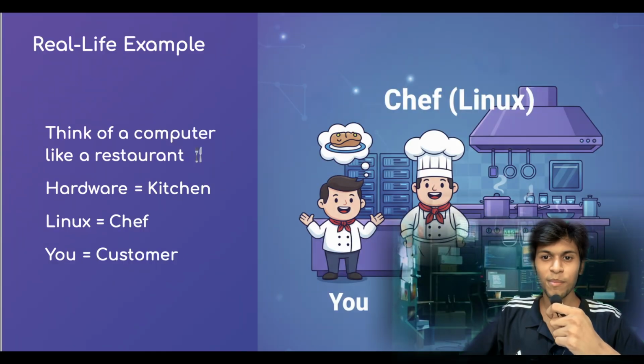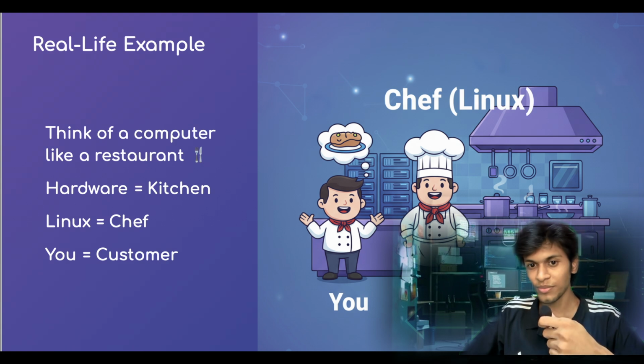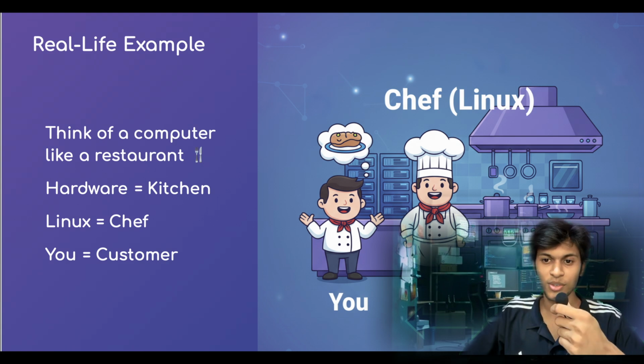Let's say your computer is a restaurant. You are the customer, which is the user. The kitchen is your hardware, like the RAM and other resources of the hardware. And Linux is the chef, which is the operating system here. So you don't cook your food yourself. You just say, I want pizza. The chef, which is Linux, goes inside, uses the oven, which is hardware, makes the pizza, which is output, and gives it to you through the waiter, which is the application here. So you give it instructions and it quietly makes things happen for you.